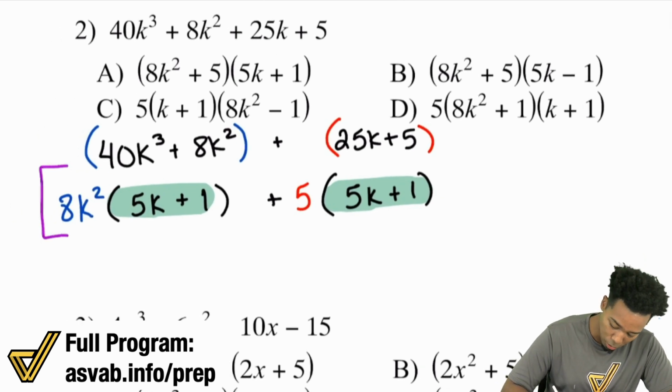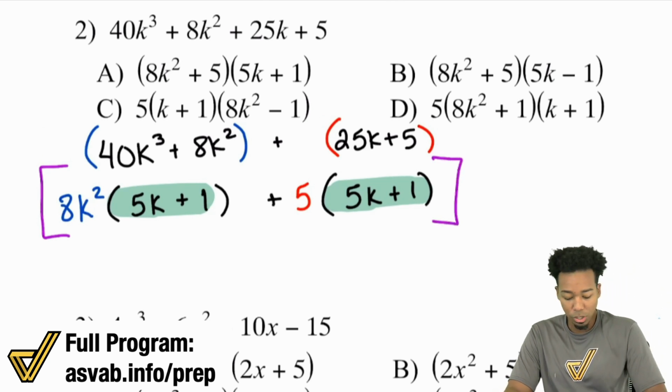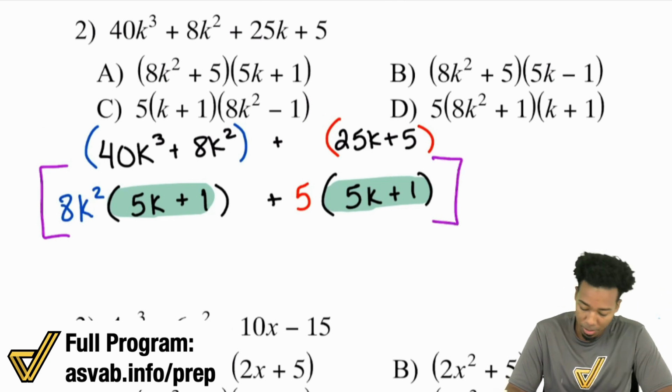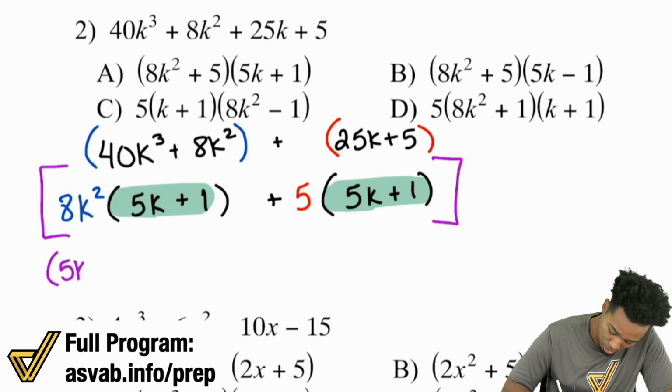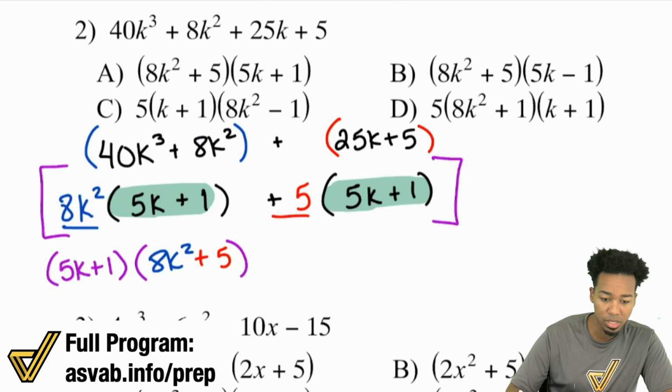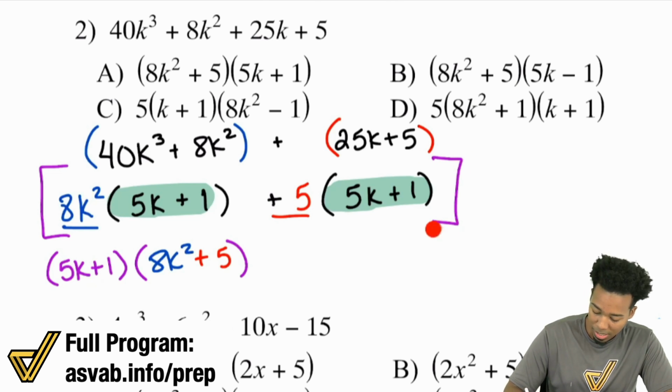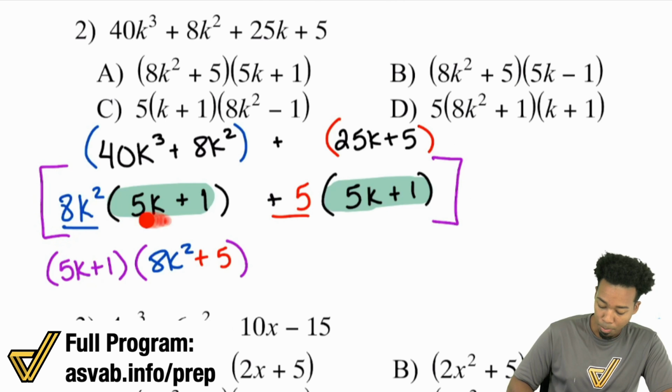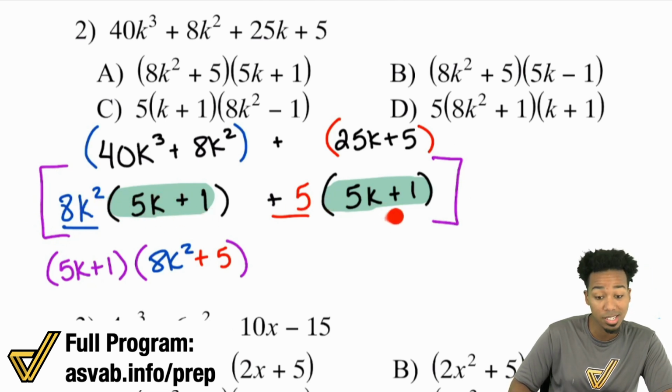If I were to write a huge parentheses like this, I can essentially pull out the 5k plus 1 from both of these. And then what's left on the inside is going to be 8k squared plus 5. And there we have it, just like that. Because what we have effectively done, my party people, is we have both terms on the inside of the parentheses sharing the same common factor, 5k plus 1. So we can pull that out and leave what's inside, 8k squared plus 5, just like that.